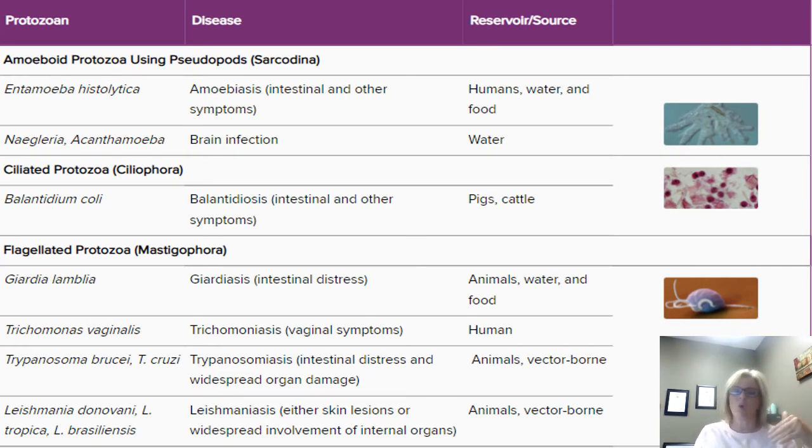What is their reservoir? What is their source? What symptoms do they cause? Are they gram-negative? Are they gram-positive? Those types of things need to be on your little cards.